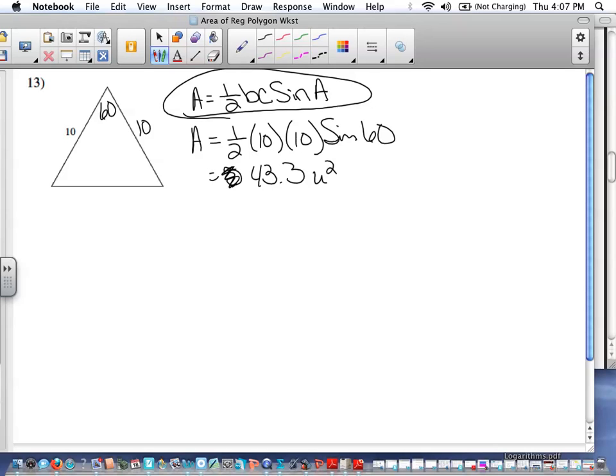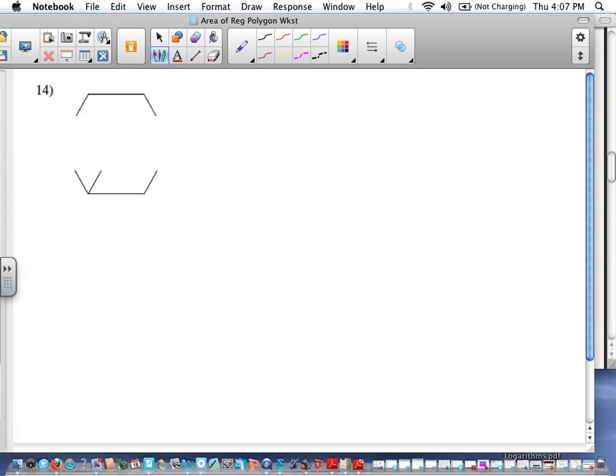Don't forget this formula. It's very useful when you have the lengths of 2 legs and the included angle, and you will have problems like that on the test.